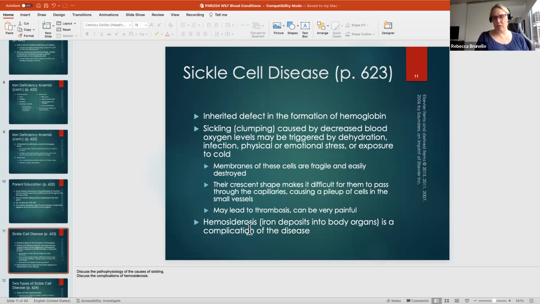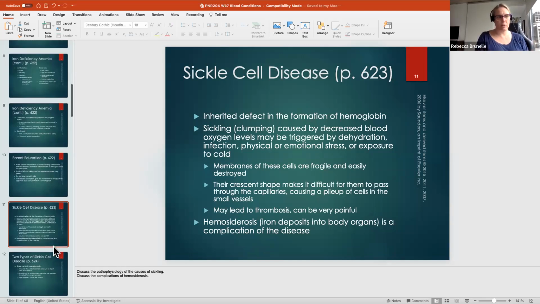So you'll see this throughout this lecture when we're talking about the breakdown of red blood cells and different types of anemia. So sometimes people with sickle cell disease have this problem where the iron builds up in their organs and they have to take a chelating agent, we call it, which binds to the iron and helps remove it.